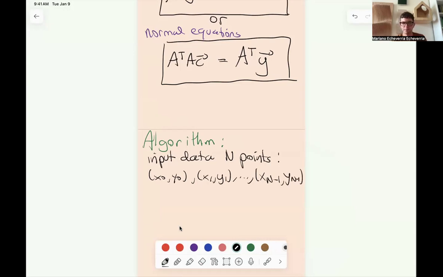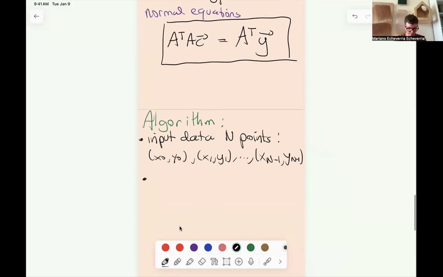Okay, that is what you start with, and you can also consider as part of the input the degree of the polynomial that you're going to try to find. So let's also put that into the degree of the polynomial.